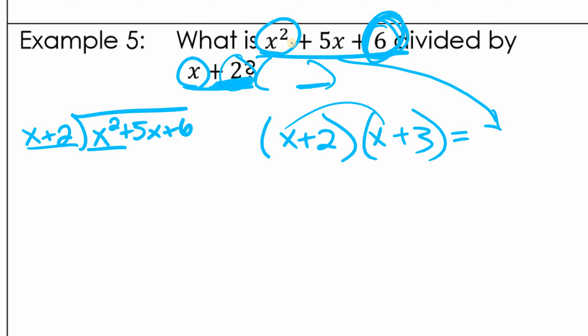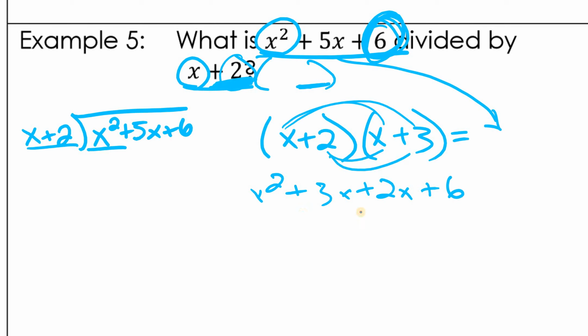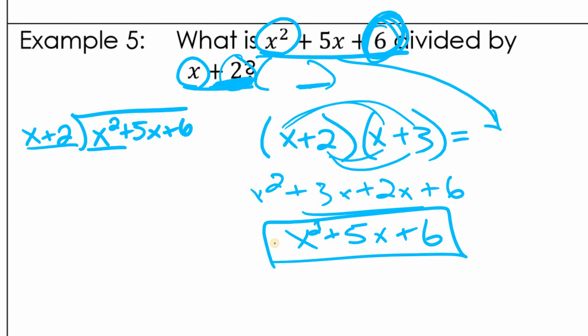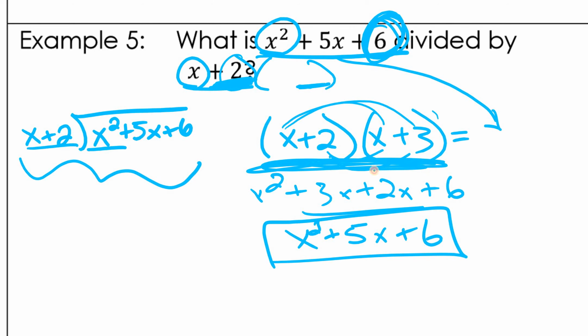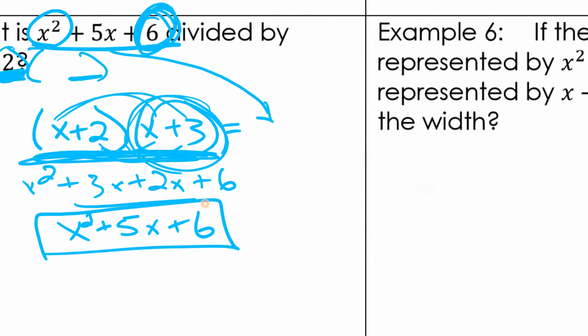x times x is x squared. Yes. x times 3 is 3x. 2 times x is 2x. And 2 times 3 is 6. 3 plus 2 is 5x. And so we see we have the answer that matches. So instead of doing the long division, which you'll get into next year, you're going to just be thinking backwards and asking what is that missing term that I would need to multiply to get the trinomial.